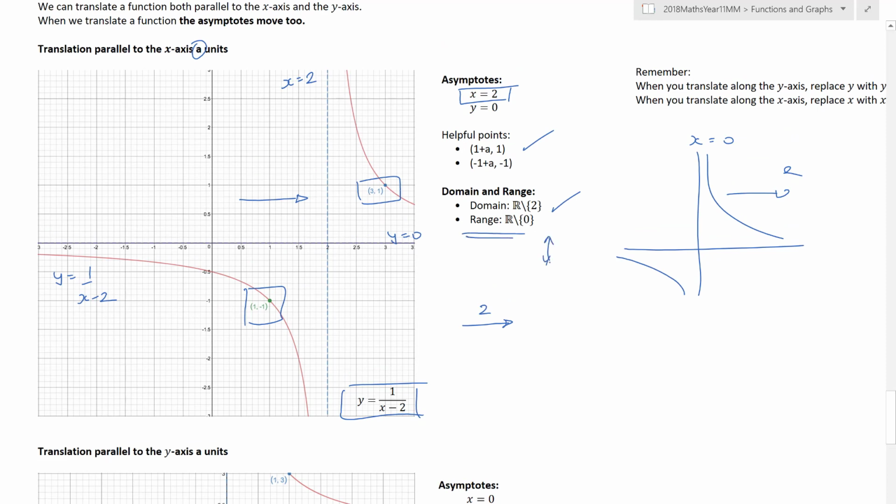So the only value that can't go in is 0. But my domain, I've moved my whole graph that way 2 places, which now means when I put 2 into my equation, I will get a value I can't have.